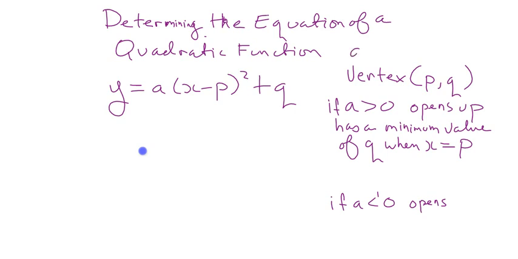Now, there's the equation of the axis of symmetry. How many m's in symmetry? One, two. Don't trust me. Okay, so the axis of symmetry is x equals p, the vertex is (p, q). If a is greater than 0, it opens up, has a minimum value of q when x equals p, and the range will be y is greater than or equal to q.